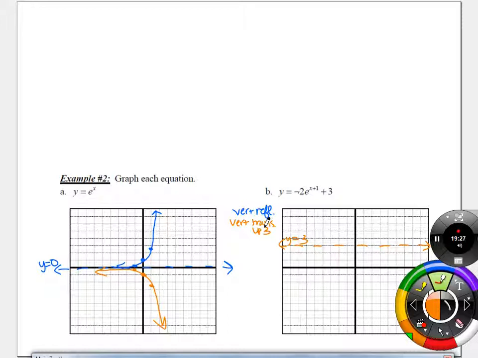And then if there was nothing else, if those were the only two, like the 2 wasn't here in front of the e and the plus 1 wasn't there, I would just take these points that were below the asymptote, and I'd put this one below the asymptote, and this one 0.3, whatever, below the asymptote, and this one 2.7. But I've got more stuff I have to do, right? So what else do I have to do? A vertical stretch, right?